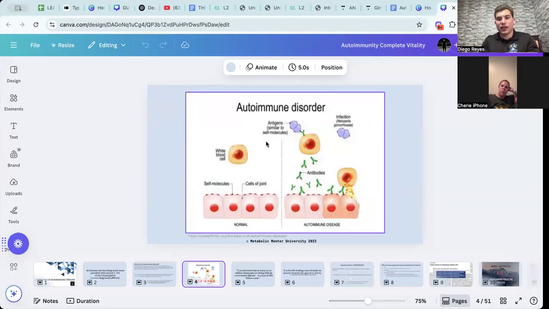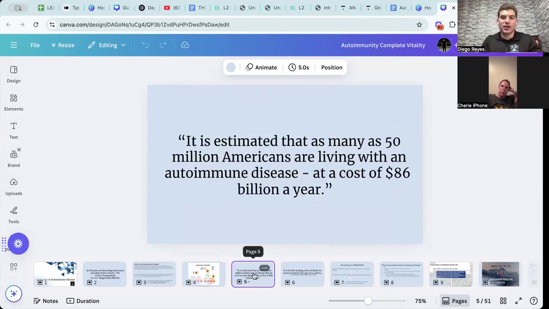So you have an antigen, and then your body starts attacking your body's cells, or I should say your antigens. The antigen starts attacking your body's cells, and then your body starts to produce antibodies to help protect it. Obviously, it is estimated that as many as 50 million Americans are living with an autoimmune disease at a cost of 86 billion a year.